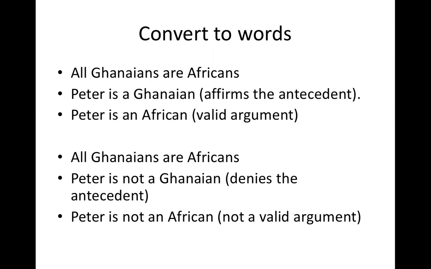Now, let's look at why the argument is valid. If all Ghanaians are Africans, if every Ghanaian is an African, and then you say Peter is a Ghanaian, then it means Peter must be an African. So that is why the argument is valid.